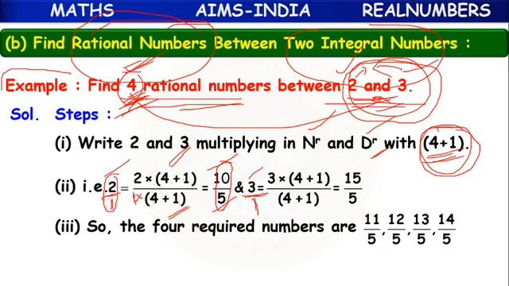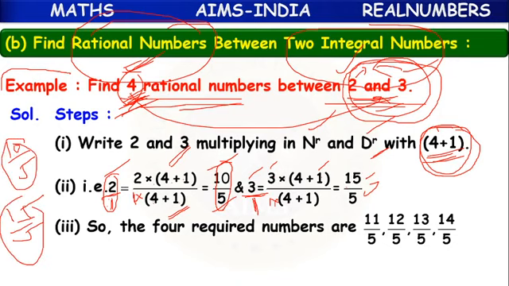Here 3 is there. We can write 3 by 1, that is 3 into 4 plus 1 by 1 into 4 plus 1. 3 fives are 15, so 15 by 5. This means 2 is represented as 10 by 5 and 3 is represented as 15 by 5. So what are the 4 numbers which exist between 10 by 5 and 15 by 5? Easily we can write them, because we can keep the denominator the same.